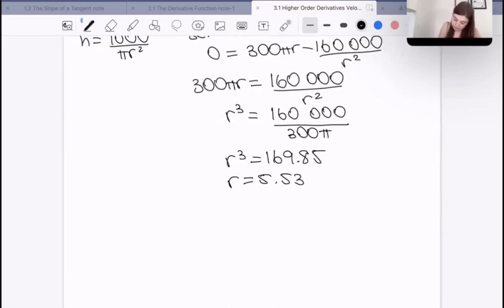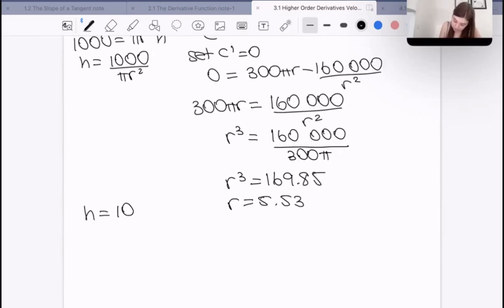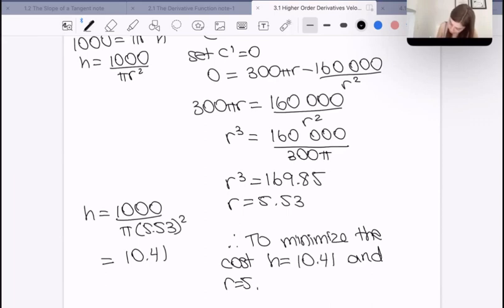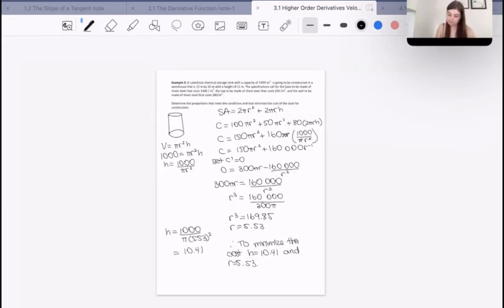So we said earlier, h is equal to 1,000 over pi r squared. Now we know that r is 5.53. So h is going to be equal to 10.41. So therefore, to minimize the cost, h should be equal to 10.41 and r should be equal to 5.53. And there we have it.